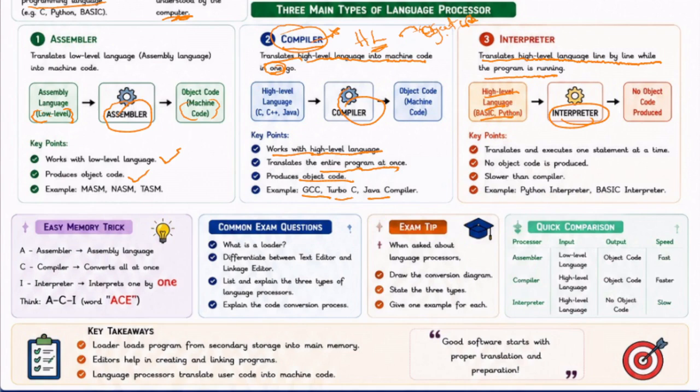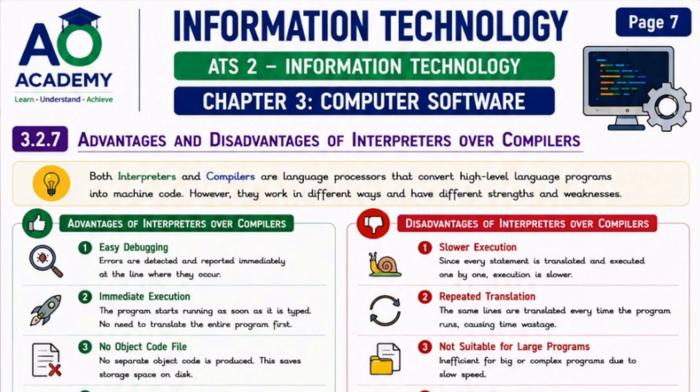Assembler is fast, compiler is faster, interpreter is slow. But assembler is a low level language, compiler is a high level language. Okay, interpreter is also a high level language. And that is for the slide on page 6. Now let's move to page 7. Advantages and disadvantages of interpreter over compiler.